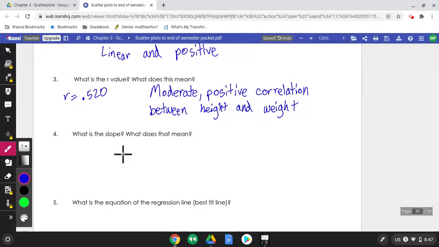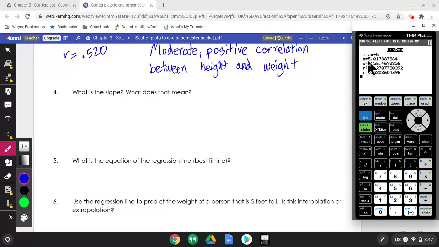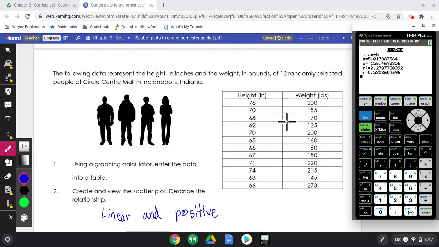All right, so our next one. What is the slope and what does this mean? We already found that. Remember, y equals mx plus b. Ours has an a instead, so the slope is 5.018 if I round. So I'm going to put a equals 5.018. If you put m equals, I understand, that's fine. If we think of that as rise over run, it'd be 5.018 over 1. So the y value increases 5.018 pounds each time we go 1 inch taller.